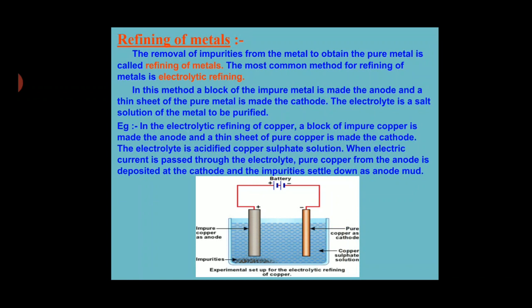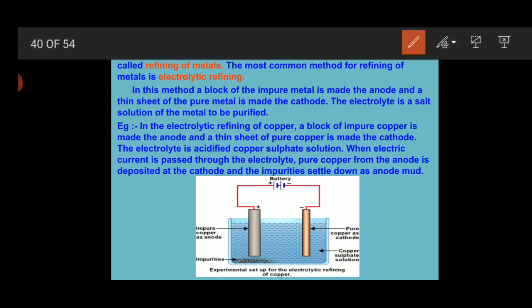Let's see. The removal of impurities from a metal to obtain the pure metal is called refining of metal. The most common method of refining is the electrolytic refining method. Several methods exist, like distillation, liquefaction and others, but the most important and most precise form of refining is electrolytic refining. In this method, a block of impure metal is made the anode and a thin sheet of pure metal is made the cathode.